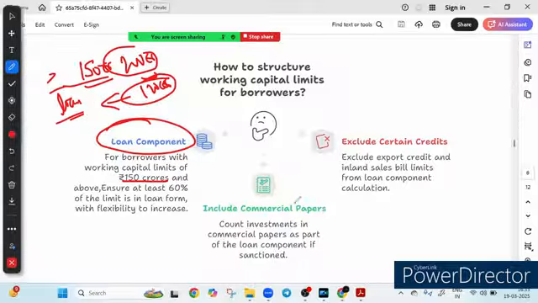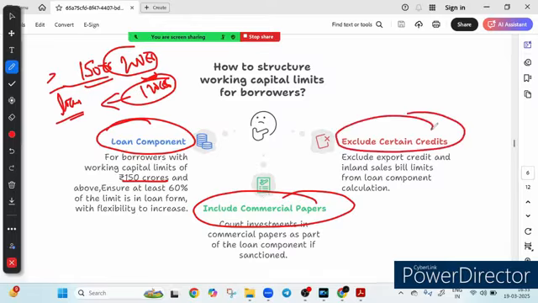A second way to structure the working capital limit for a borrower is to include commercial paper. If commercial paper is sanctioned, it must be counted as part of the loan component. It ensures proper integration within the borrower's working capital. But don't forget, export credit and inland sales bill limit are excluded from the loan component calculation.